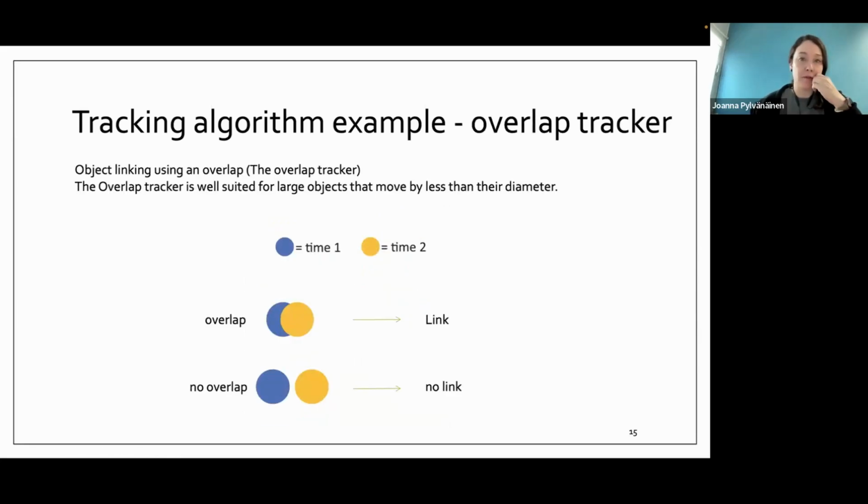Another example of a very different tracker would be the overlap tracker. Here, TrackMate is using the overlap of objects to define if they belong to the same track. For example, here we have time 1 in blue and time 2 in yellow again. And if these objects overlap in time, a link would be formed. Whereas if there's no overlap, no link would be formed.